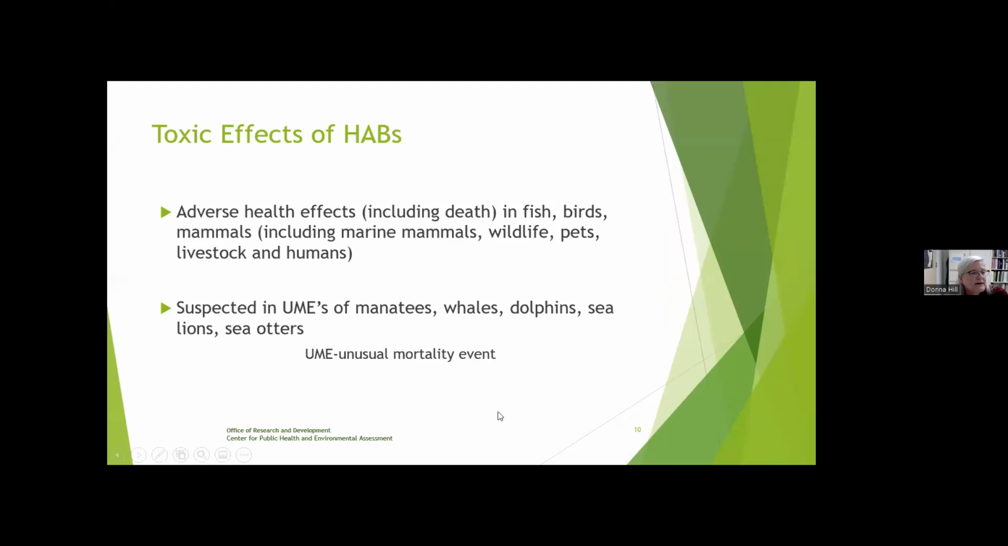So the toxic effects, they affect fish, birds, and mammals. And in mammals, we include marine mammals, because freshwater toxins can come down to the land-sea interface and have effects. Wildlife, pets, livestock, and humans. They're suspected in unusual mortality events of marine life. And a lot of this are the marine toxins, but some of it too are the freshwater toxins that make their way down to the marine environment.